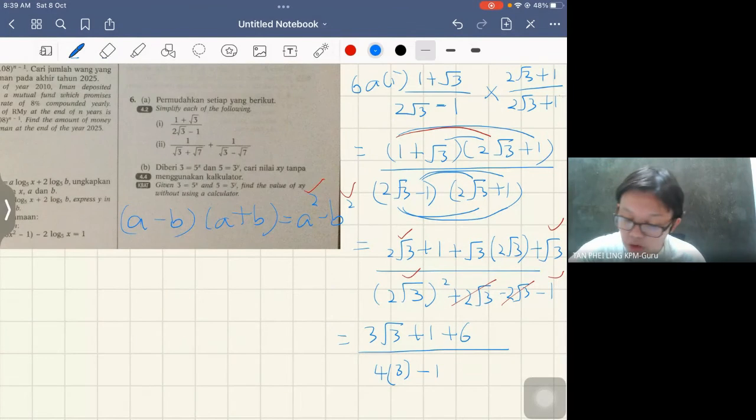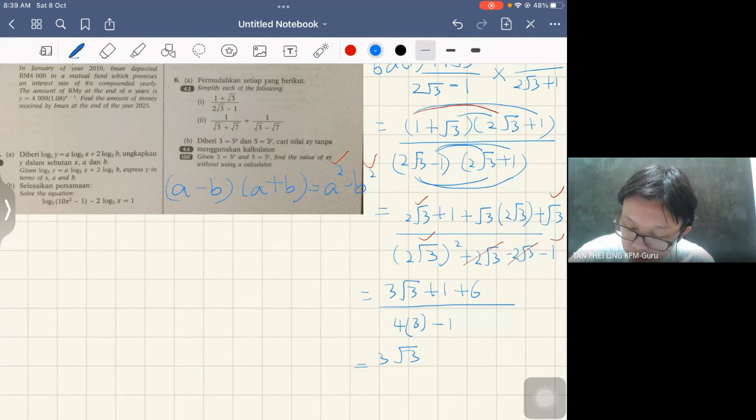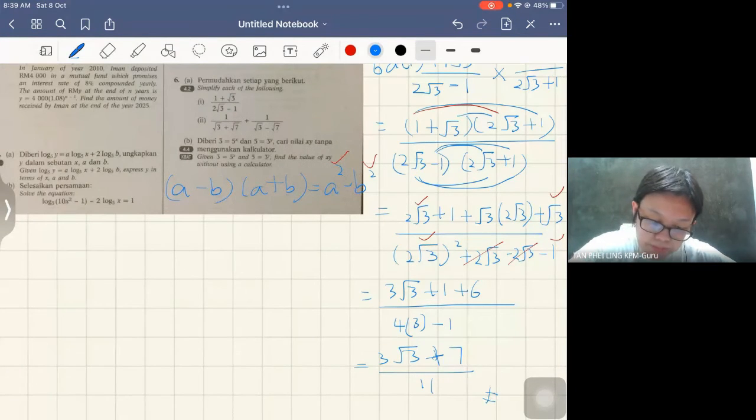Okay, so we move on. So now we are getting 3 square root 3, cannot do anything already. But here you can plus 7 over 4, 3, 12 minus 1, 11. So that's the final answer, 11. Okay, so the answer is 3 square root 3 plus 7 over 11. Okay, any more question? Okay, so that's the part A1, 6A1.